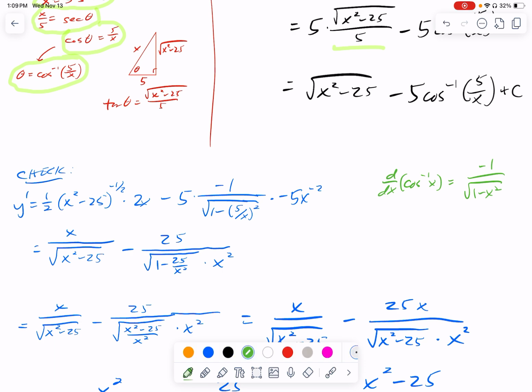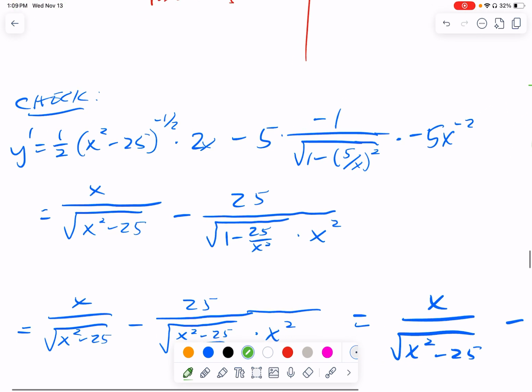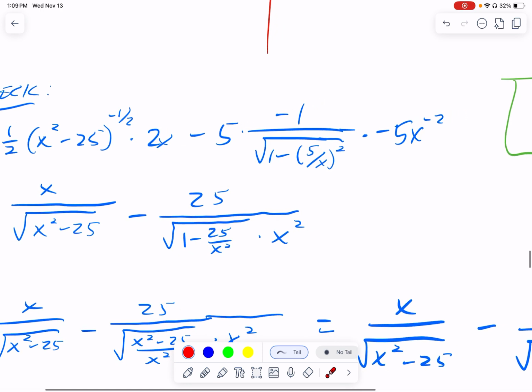Let me just wall this off. It's a relevant piece of information, but it's not really part of the solution. So now let's just simplify, simplify, simplify, and see what happens. So here, the 2 cancels with the 2. A negative 1/2 power means a radical in the denominator, and I have an x left in the numerator. Here, I have a triple negative, so there's a minus in front. I have 5 times 5, so there's a 25. 5 over x squared is 25 over x squared, so here's my radical. And then an x to the negative 2 is an x squared in the denominator.